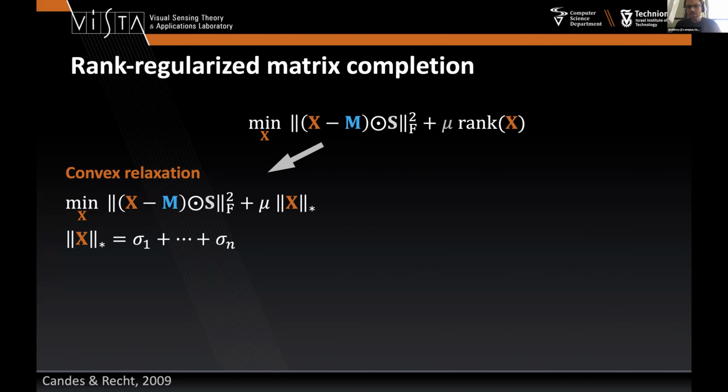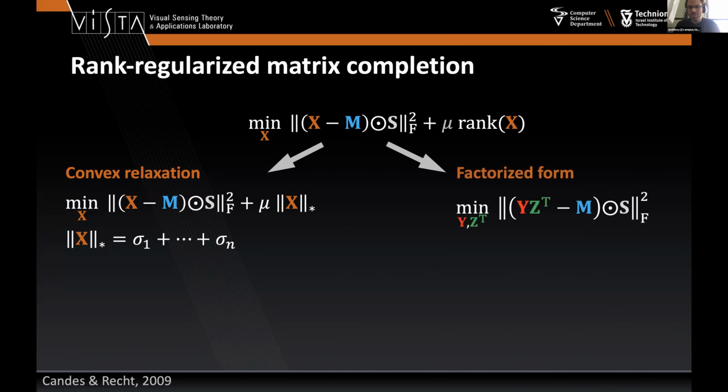Another way is to explicitly factorize the matrix as a product of two factors. So these will be narrow factors such that the product matrix will be low rank. The problem here is that first, it's not a convex problem, but maybe more importantly, you need to specify the rank in advance. And there's a third alternative.